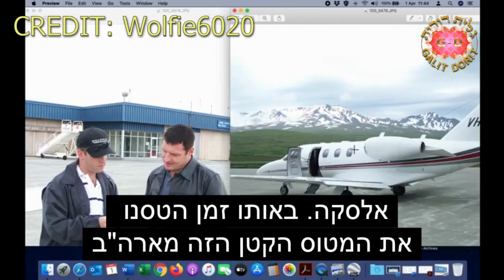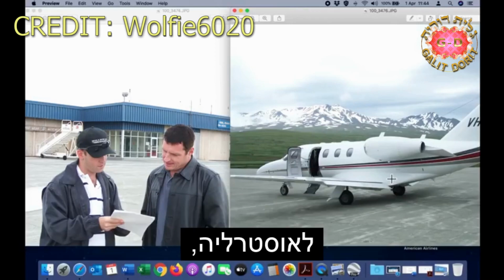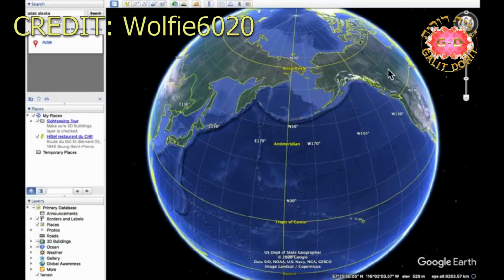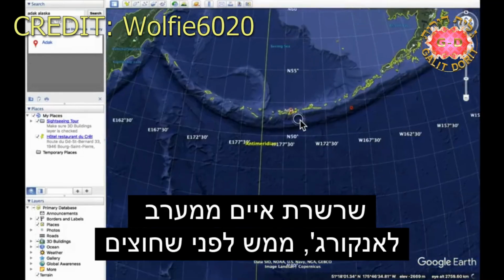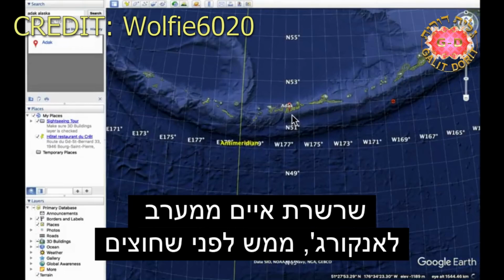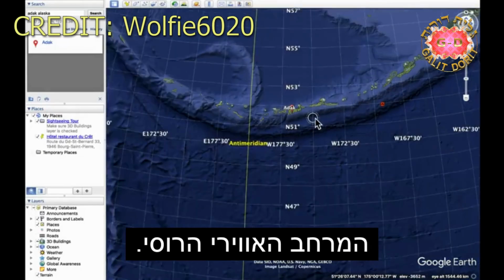At the time we were ferrying this small Citation jet from the USA to Australia. And if you're wondering where Adak, Alaska is, it's here on the island chain to the west of Anchorage, just before you cross into Russian airspace.